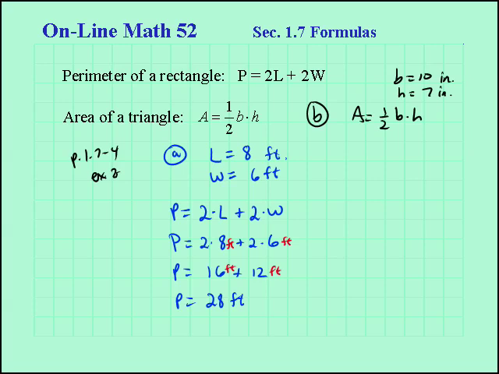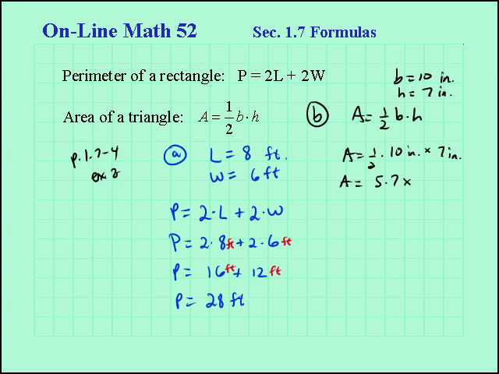So when I put all of this together, we get something kind of interesting here. A equals 1/2 times B is 10 inches times, I'm going to use this times sign here, H is 7 inches. And when we look at the numbers, we've got 1/2 times 10. Half of 10 should be simple. Yeah, that's 5. Inches times 7 inches. So we're going to get 5 times 7.